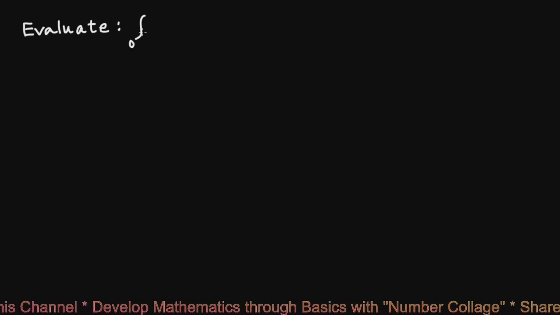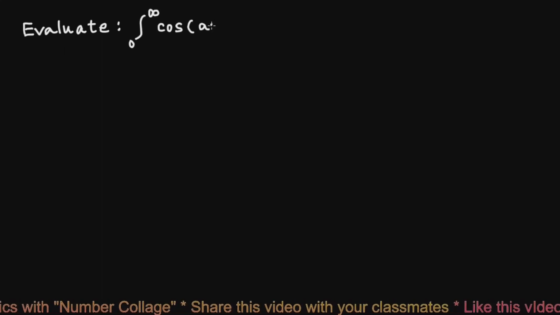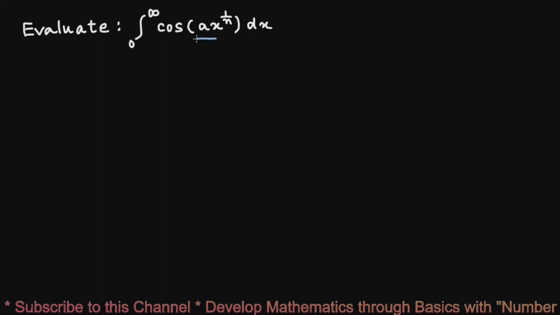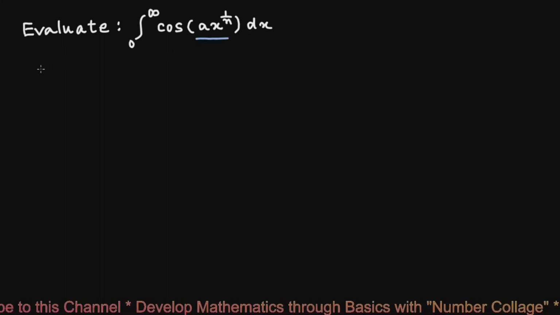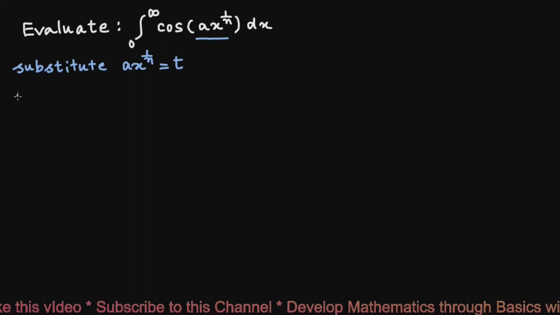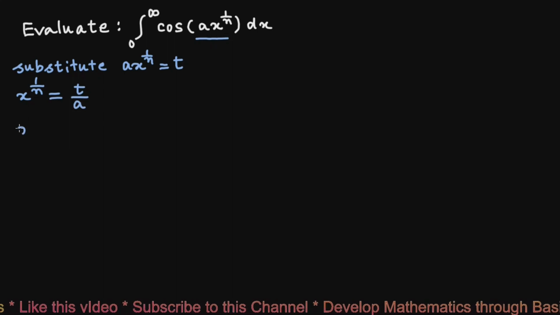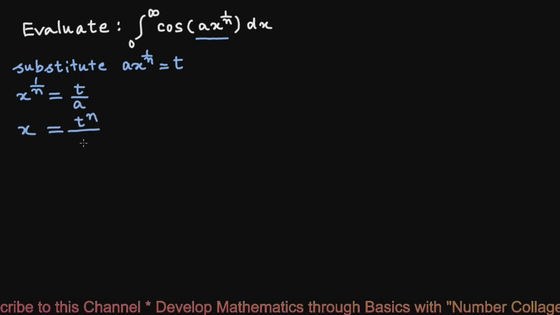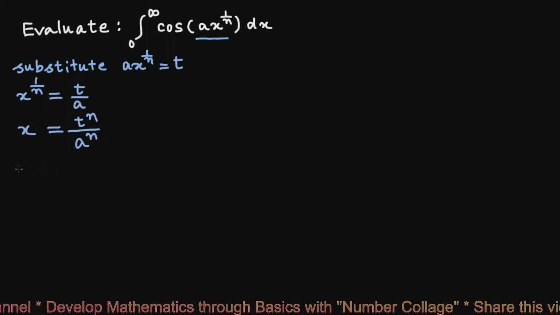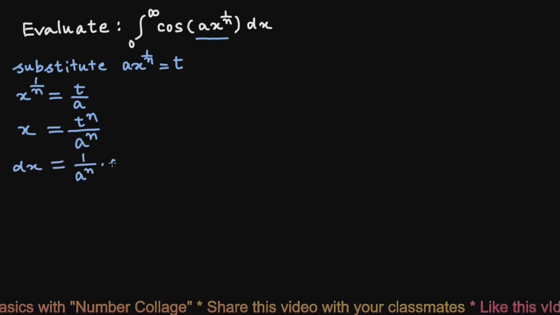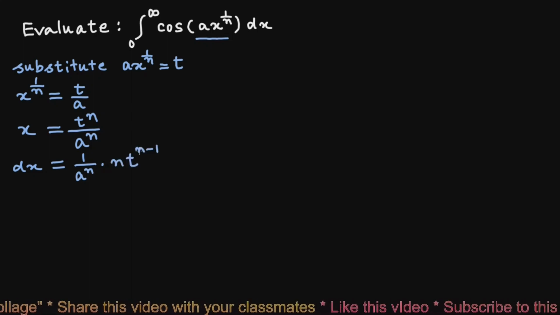So let us find. Next we have to evaluate the integral from 0 to infinity of cos of a x raised to 1 by n dx. We will substitute for this a x raised to 1 by n equals t. So x raised to 1 by n will be t upon a. So x will be t raised to n upon a raised to n. After differentiation, dx will be 1 upon a raised to n into n t raised to n minus 1 dt.